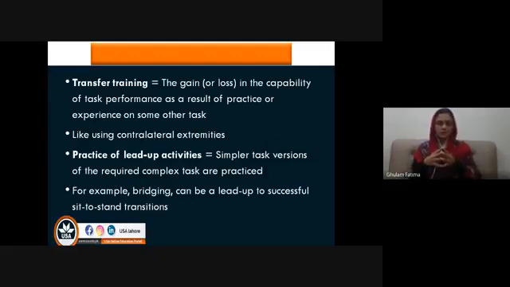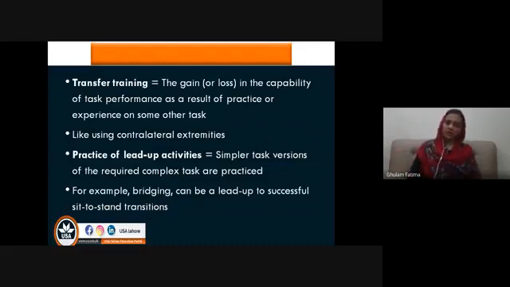So actually, as a result of practice or experience of some other task, if there is some gain in performance, this is called transfer of training, and sometimes we make use of it. If we cannot perform an activity on a particular part, then we can use some other part, and a flow of effort will be there.